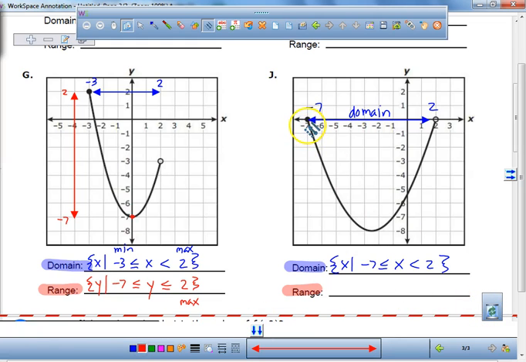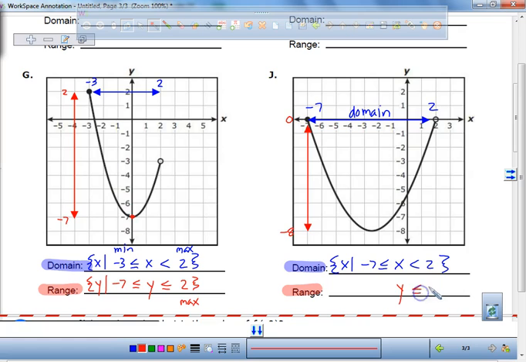Now, we're going to go from here all the way down to right there. So how high up do I get? 0. How low do I get? Negative 8. So all of our y values are less than or equal to 0, but greater than or equal to negative 8. Now, this is where you've got to be careful.